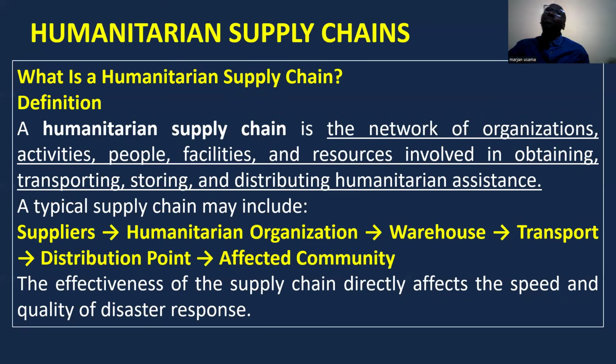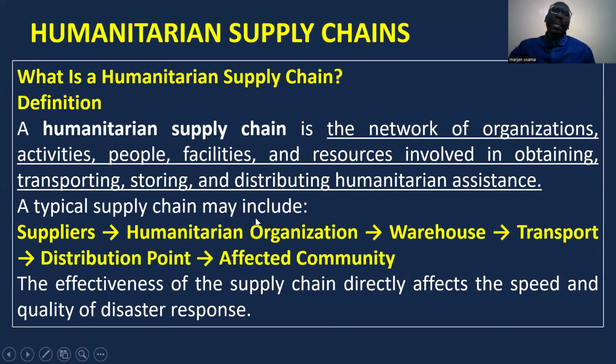Currently, there are more than 300 people who have died in Nepal, and still more than 1,400 people are missing. So you find that in Nepal now, there are many organizations working to help people, a network of organizations: the United Nations, the World Health Organization, the Red Cross. So the humanitarian supply chain is a network of organizations, and also the activities that these organizations are doing, and also the people involved, and the facilities and the resources involved in obtaining, transporting, storing, and distributing humanitarian assistance.